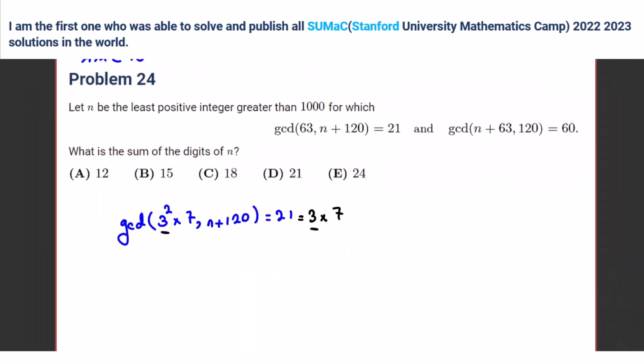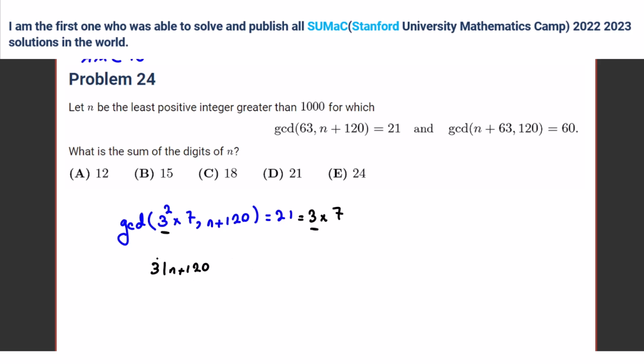N is a multiple of 3. Yes, what else? Focus on n plus 120. N plus 120 is a multiple of 3, right? What else? It's also a multiple of 7. No, focus on only 3, the power of 3.